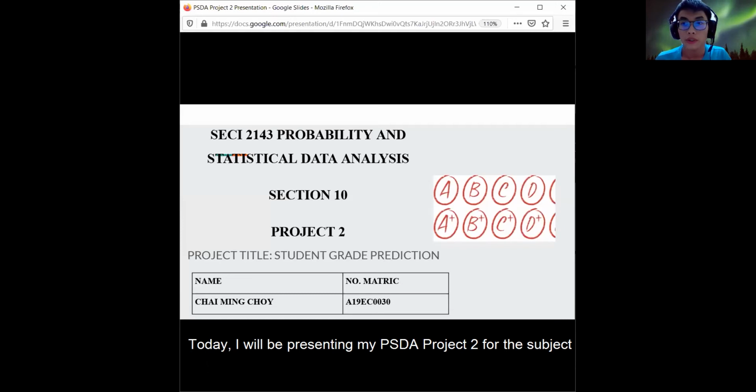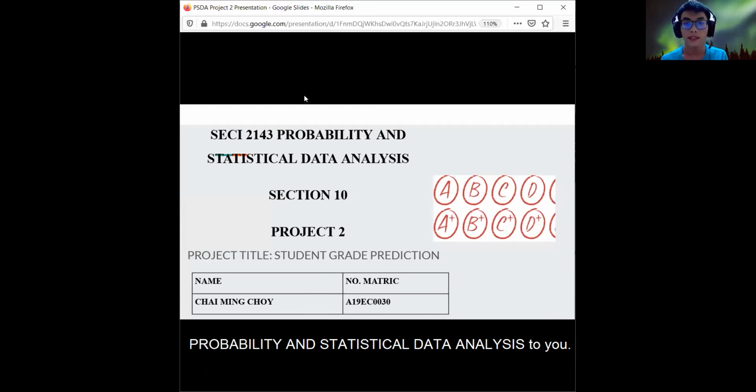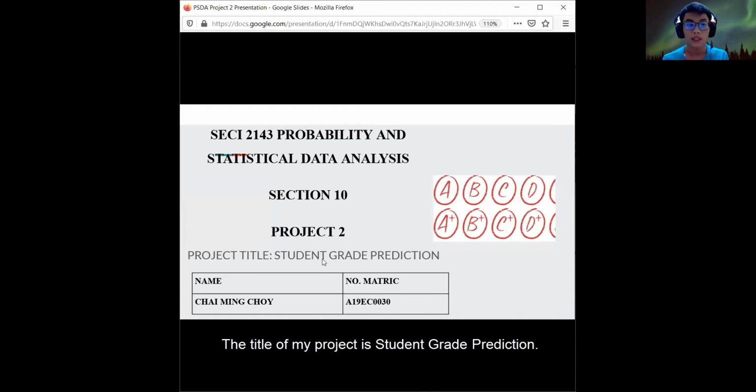I'm Chai Ming Choy. Today, I will be presenting my PSDA project tool for the subject Probability and Statistical Analysis to you. The title of my project is Student Grade Prediction.